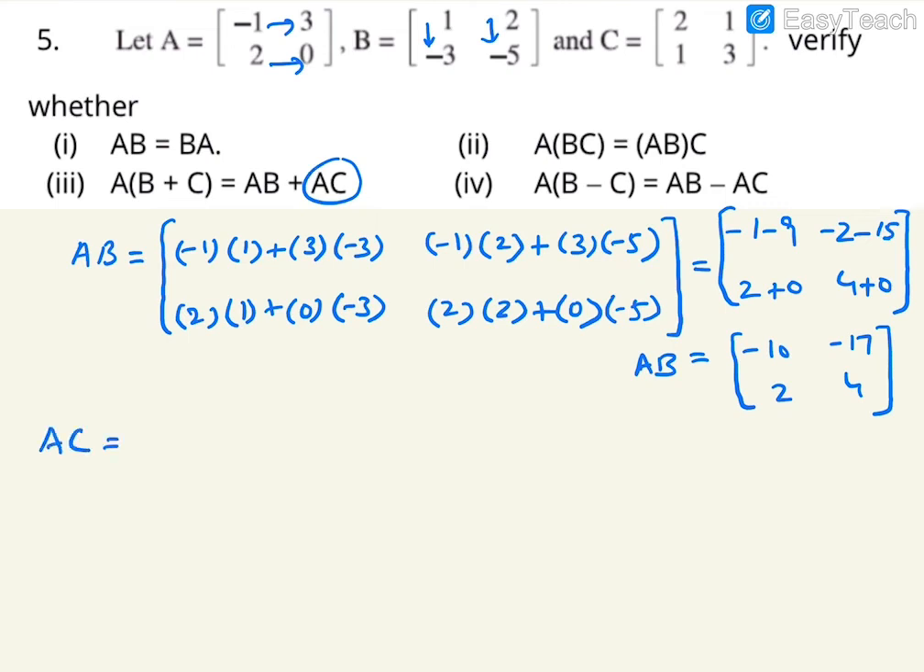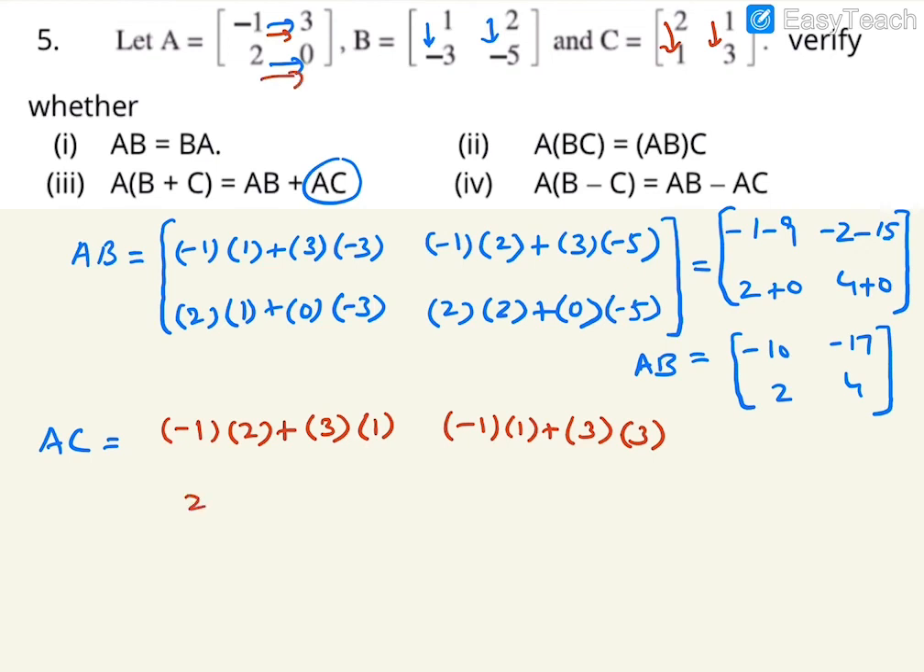A times C. So this row will multiply with this column: minus 1 into 2 plus 3 into 1. Now the same row will multiply with the second column: minus 1 into 1 plus 3 into 3. Now the second row will multiply with the first column: 2 into 0, 2 and 0. Right here 2 plus 1, 1 plus 3.